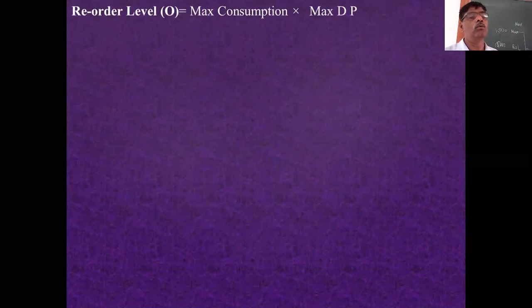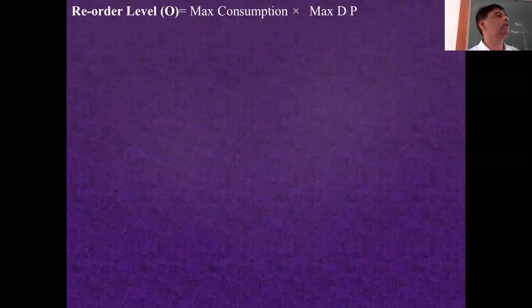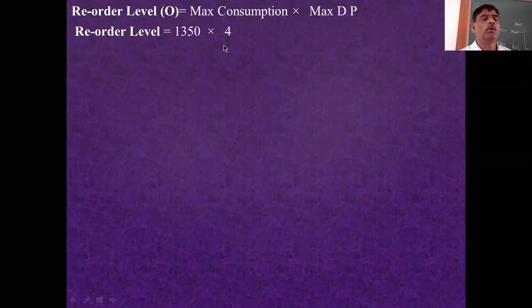Reorder level, for whom? Remember, first you have to calculate reorder level, that is helpful for the subsequent equations. Therefore, first you calculate ROL. ROL is equal to minimum consumption into minimum delivery period. For this it is O, so you have to take the information from the O column. The O column information is 1350 into 4. Is it 1350 into 4?